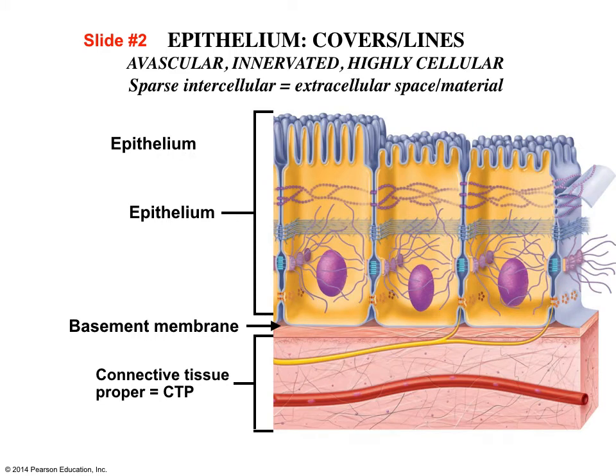Epithelial tissue covers and lines. It is avascular, meaning no blood supply. It is innervated, meaning there are nerves. And it's highly cellular, meaning many cells with little space between. Epithelial tissues are always resting upon a basement membrane with CTP on the other side.